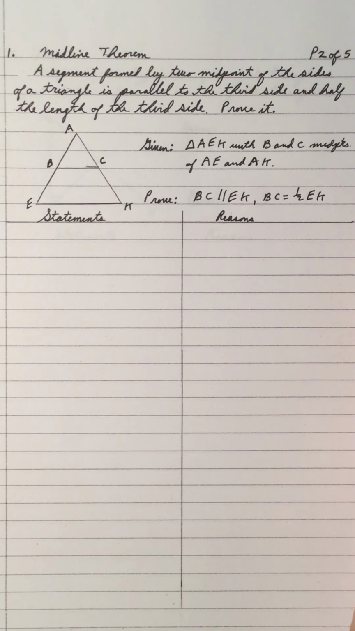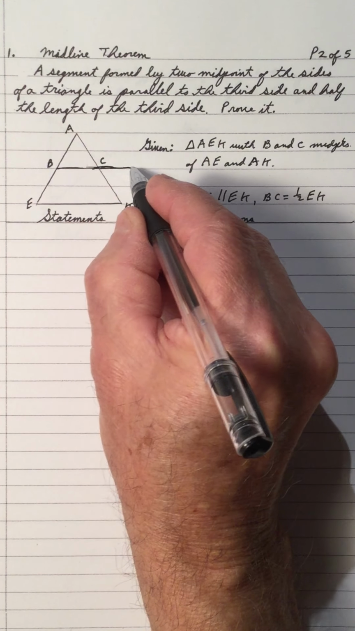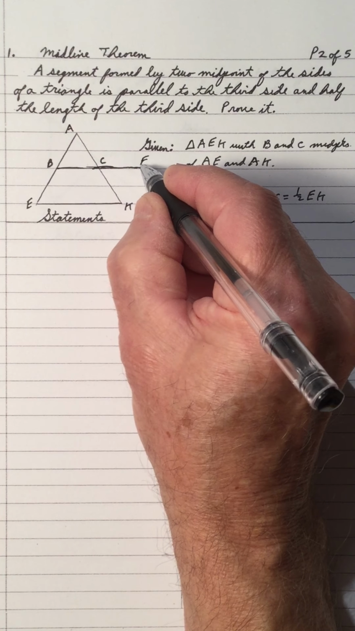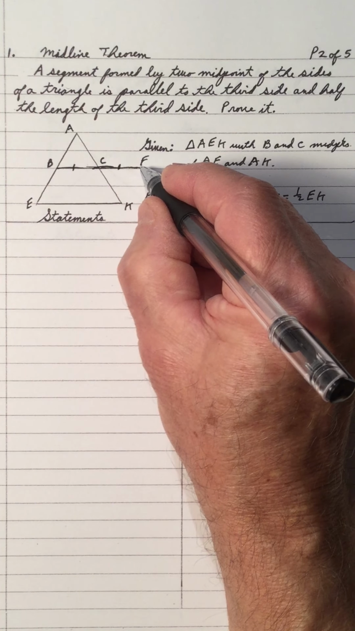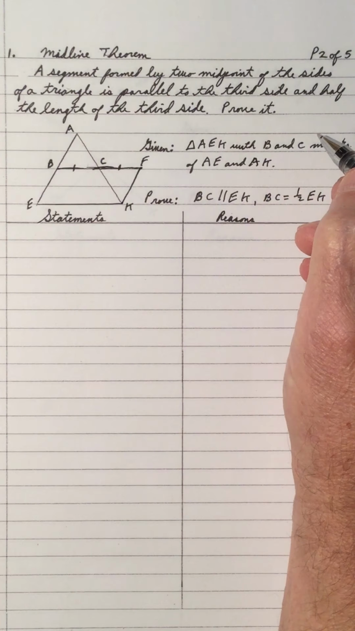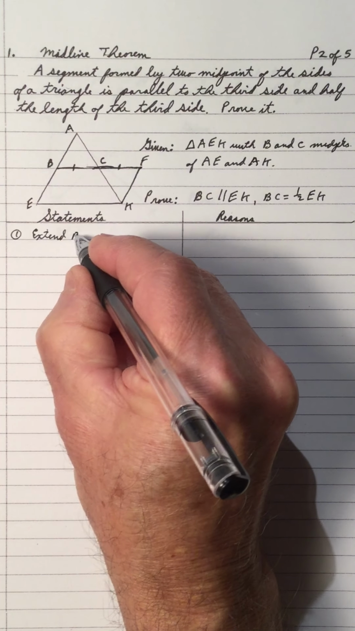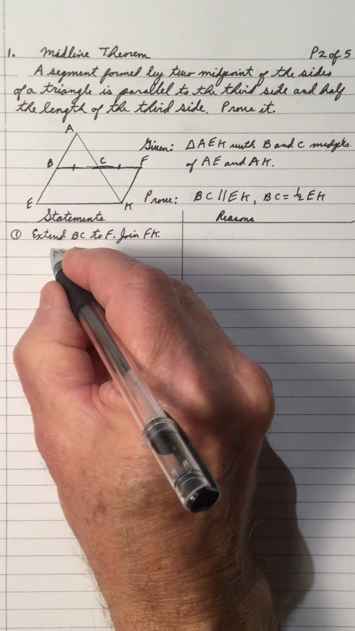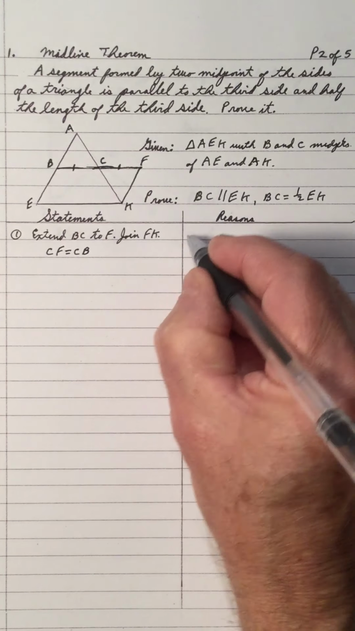In order to do the proof, what I'm going to do is extend BC outward. I'm going to extend BC out to the right, out to F, so that CF equals BC. And when I do, I'm going to join FK. So that's statement number one. We're going to extend BC to F, and we're going to join FK. And also, we're going to extend it so that CF equals CB. And that's a construction.